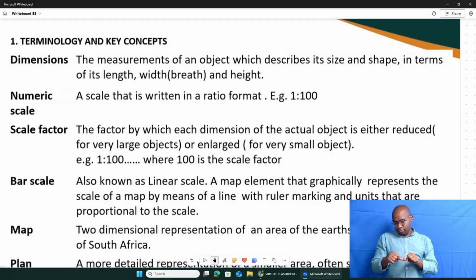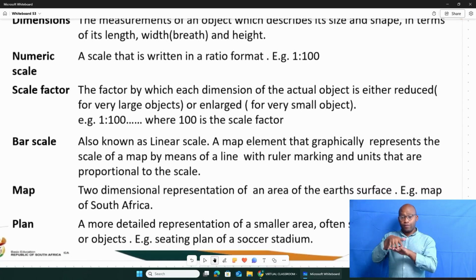The numerical scale is a scale written in ratio format, e.g. 1:100. The scale factor is the factor by which each dimension of the actual object is either reduced for a large object or enlarged for a small object, e.g. 1:100, where 100 is the scale factor. The bar scale, also known as a linear scale, is a map element that graphically represents the scale of a map by means of a line with ruler markings and units that are proportional to the scale.